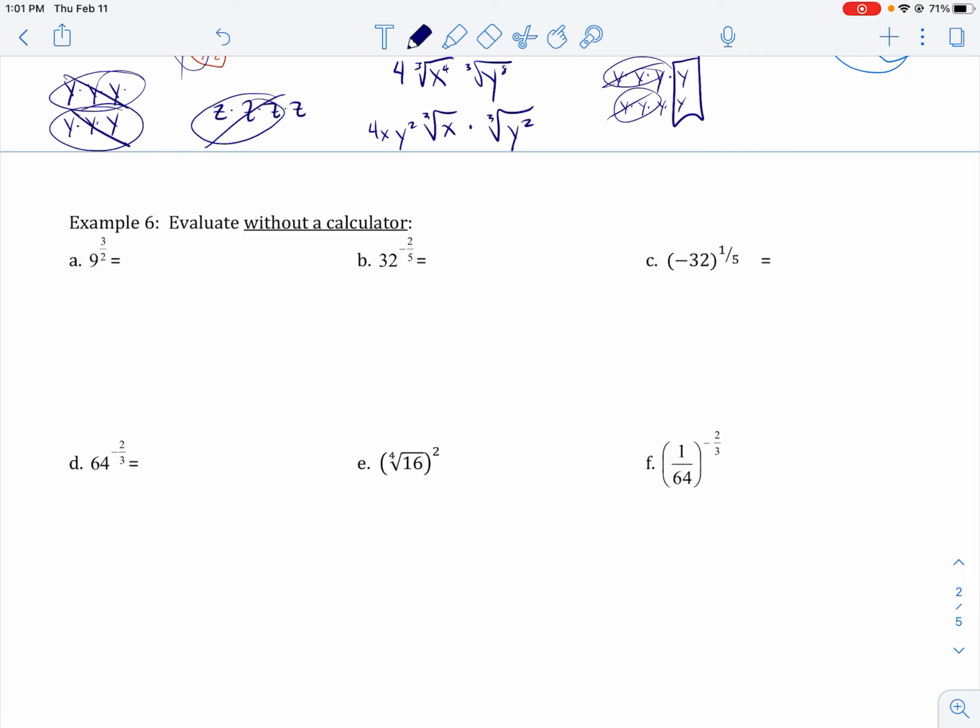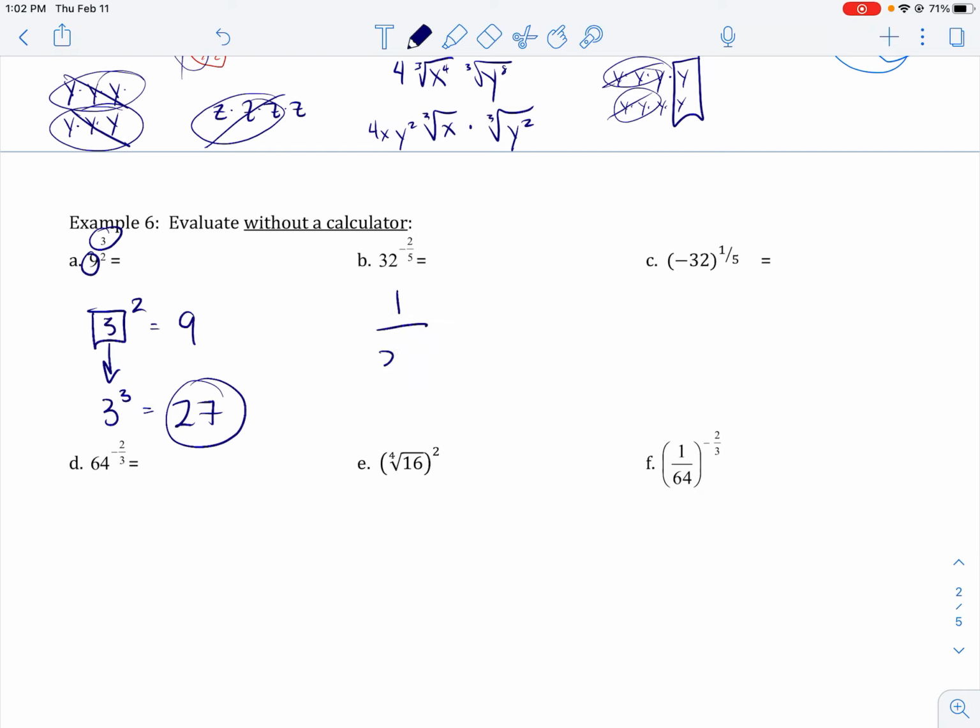So here's how I do it. Take this number right here, right? What number squared is equal to 9? Okay, well that's going to be 3. And then take a look at this guy. So we take this number and we raise it to whatever that power is in the numerator. And so this answer is 27. Okay? Let's try the next one.